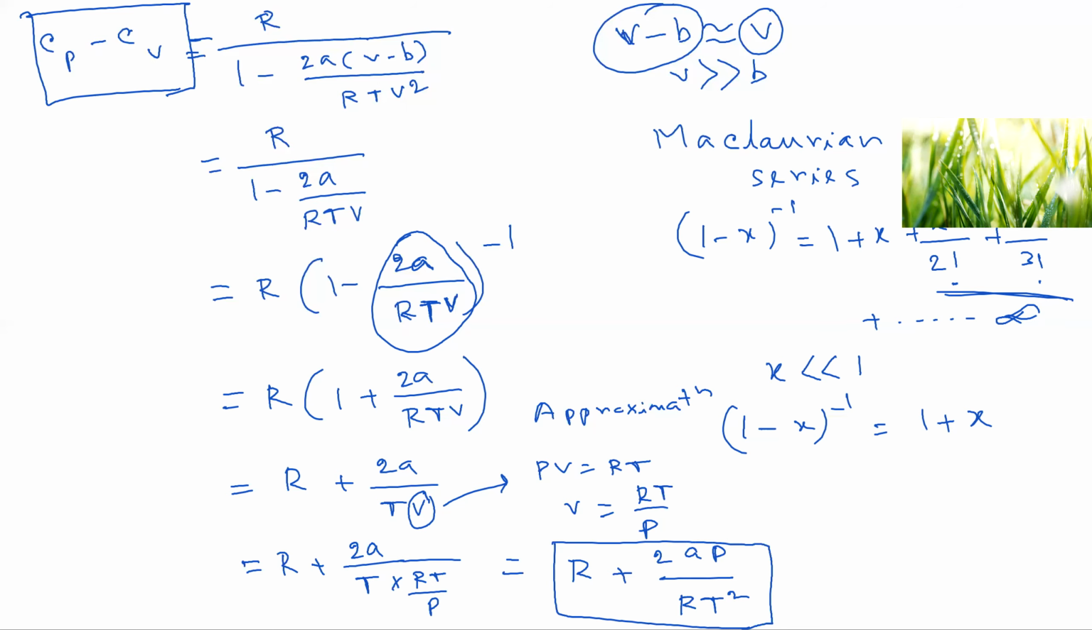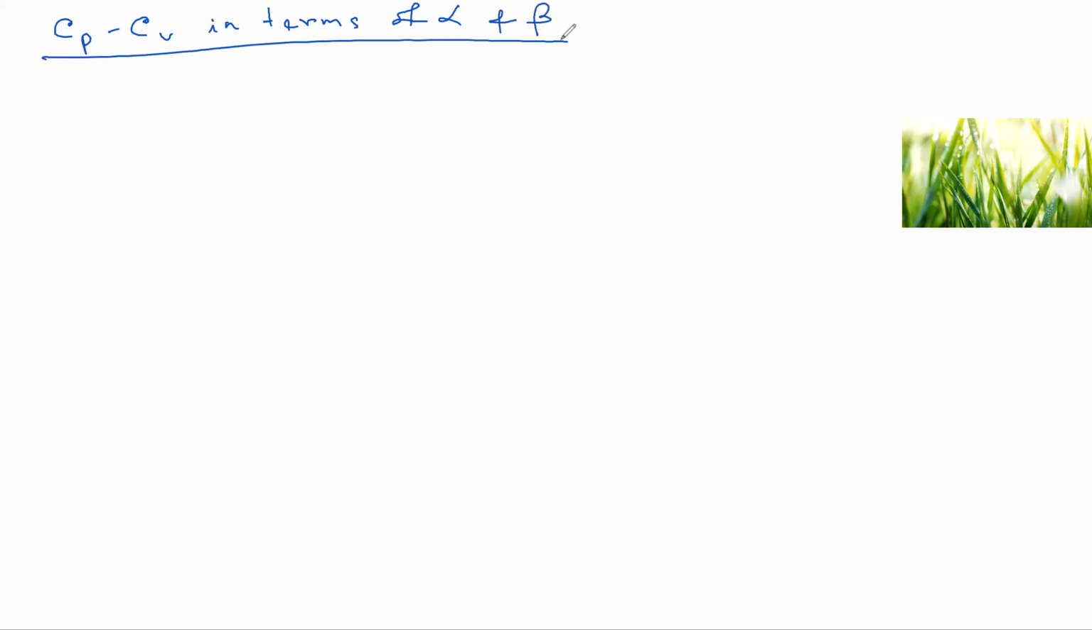Okay, so now we'll do one more thing. We will derive the Cp minus Cv mathematical expression in terms of alpha and beta. Okay, so let me write what alpha and beta are. So alpha is the thermal expansion coefficient.